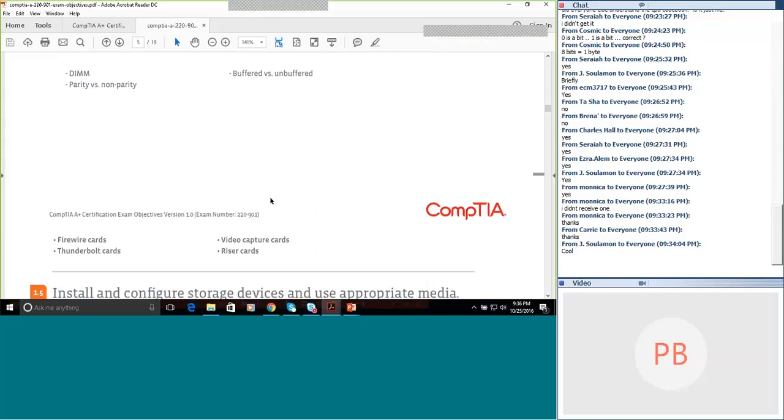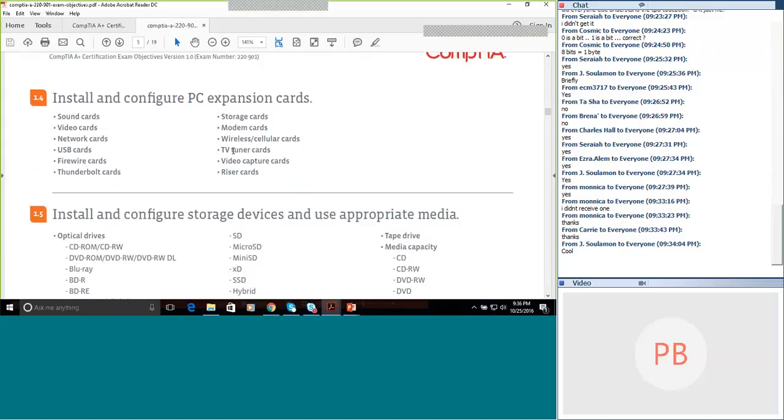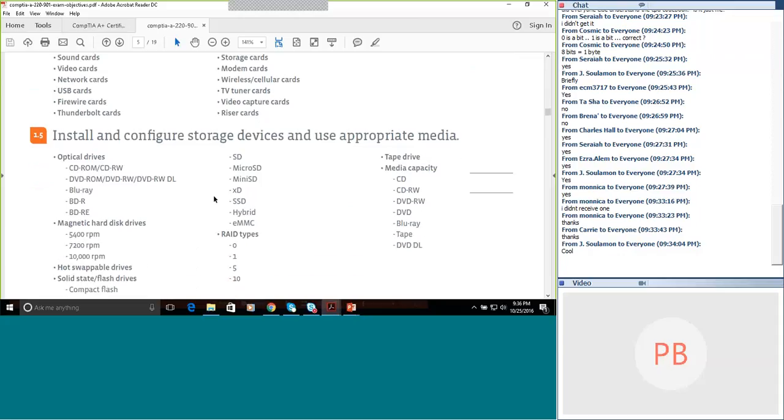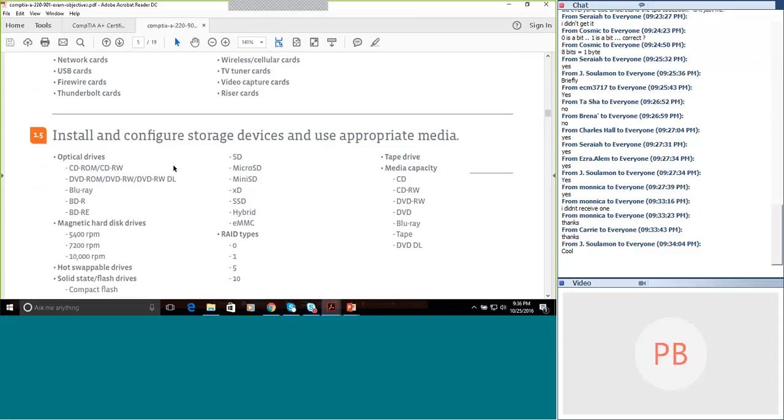But, look, installing and configuring expansion cards. We'll talk about all of these. But that's the thing. You got to familiarize yourself with the information and the objectives because that's where the questions will come from. You see optical drives, the different optical drives are like your CD, your DVD, your Blu-ray, right? Those are your optical drives.